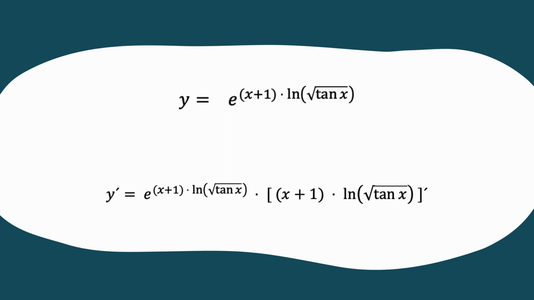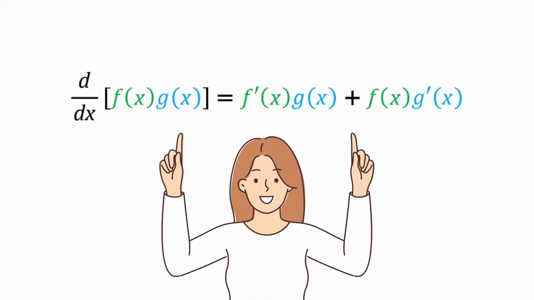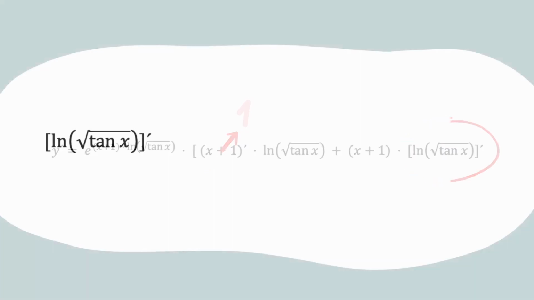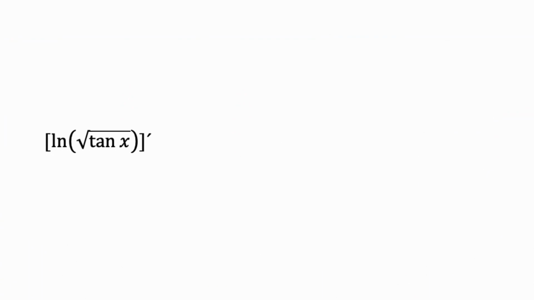And as you can see, we're dealing with a product of 2 functions, so we need to apply the product rule. Let me remind you that it is the following. So by applying, we get something like this. Now, the derivative of x plus 1 is simply 1, but our main focus here is on the natural logarithm of the square root of tan x. This, as you may have guessed, is a composite function, and we need to break it up into smaller parts.